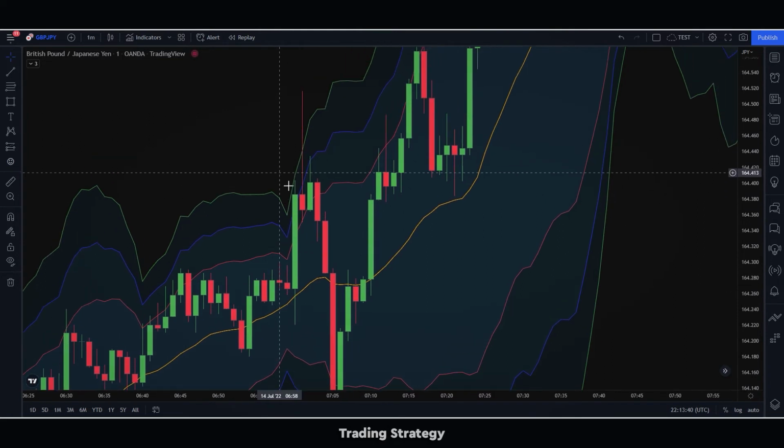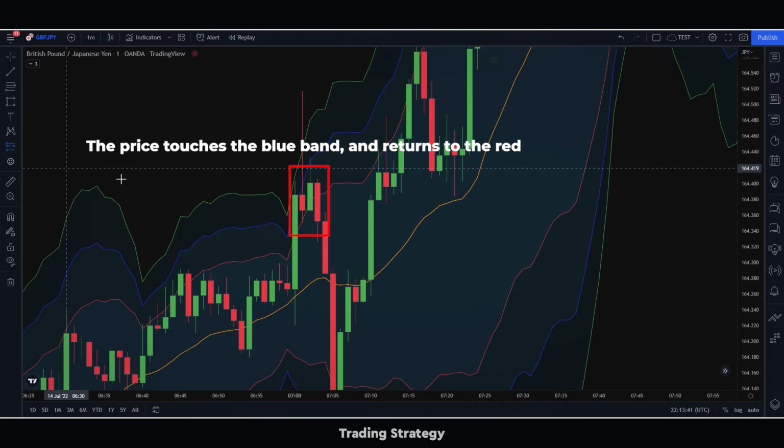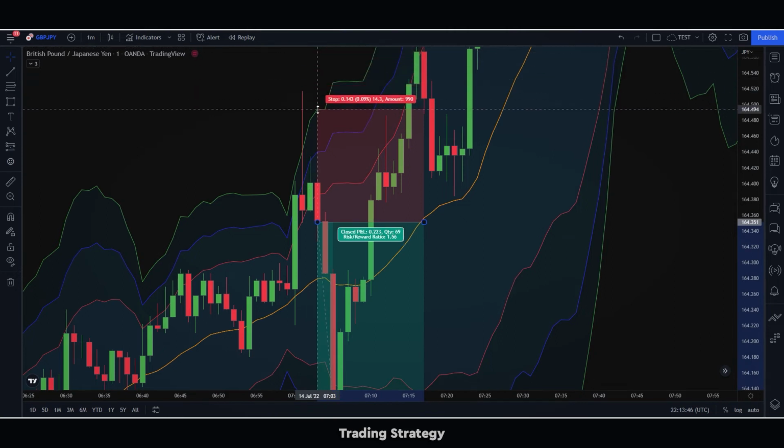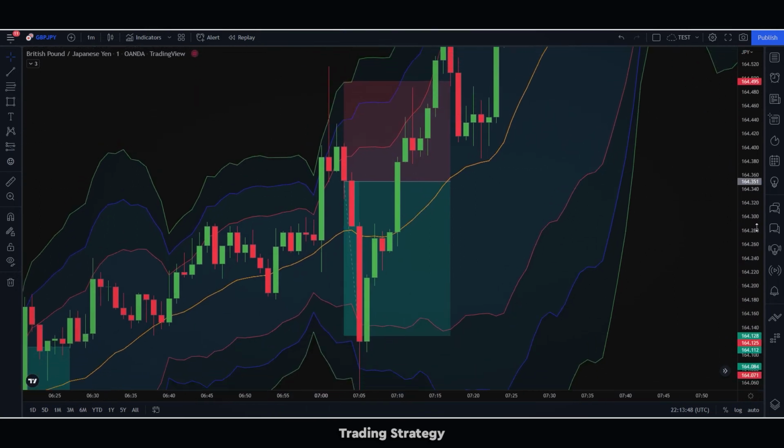To carry out a sell operation, we will wait for the price to touch the upper blue band and turn back touching the upper red band. At that time, we will perform the sell operation. We will place our stop loss above the upper green band and our take profit when the price touches the lower red band.